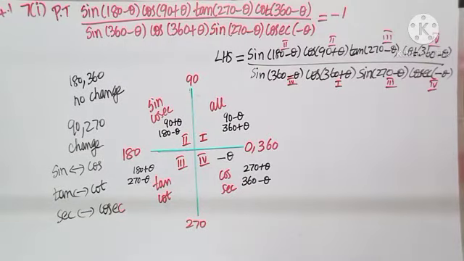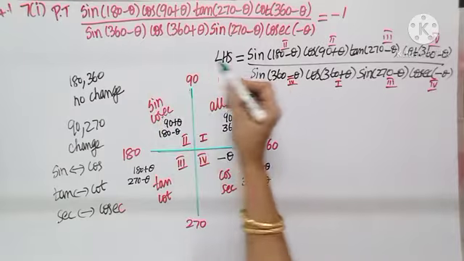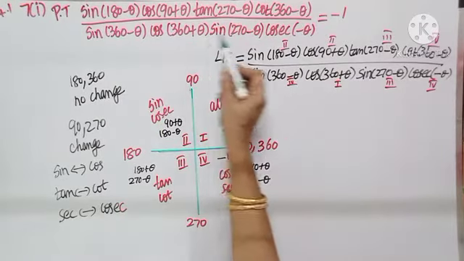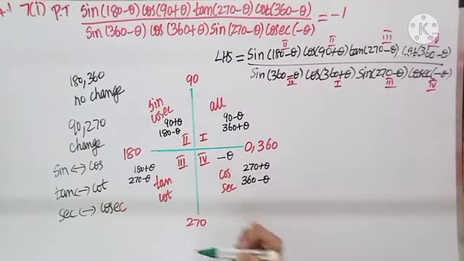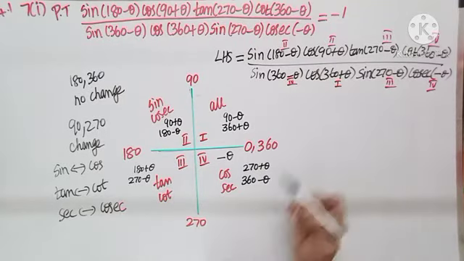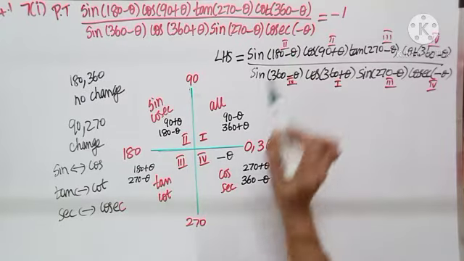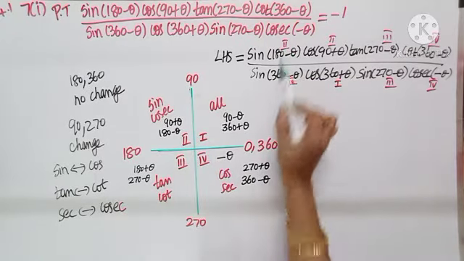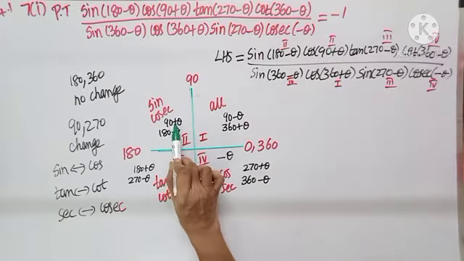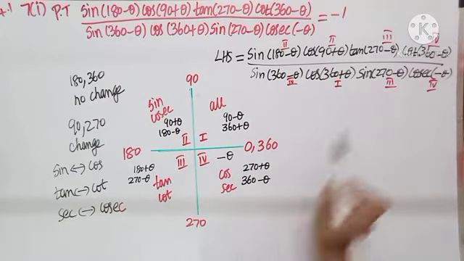Exercise 4.1, question number 7, subsection 1. We need to prove a given result. Let us write the LHS. This is a simple problem based on the quadrants. So, very first idea, let us write down the quadrants of each. 180 minus theta is in the second quadrant. 90 plus theta, second quadrant.